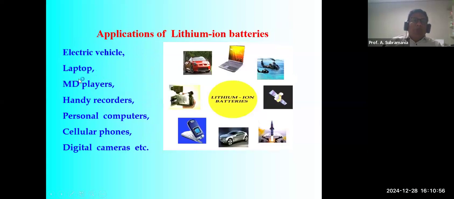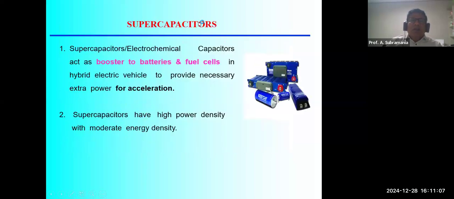These are some of the applications of lithium-ion batteries: electric vehicles, laptops, MP3 players, camcorders, personal computers, cellular phones, digital cameras. All these nowadays use lithium-ion batteries. Then the next one is supercapacitors.